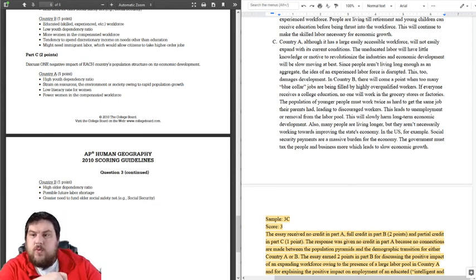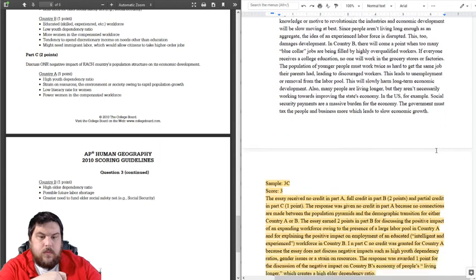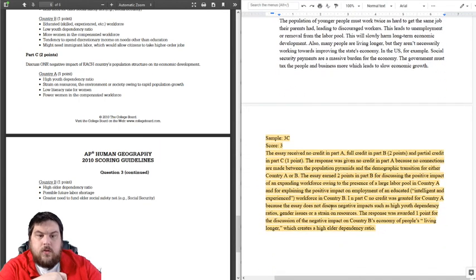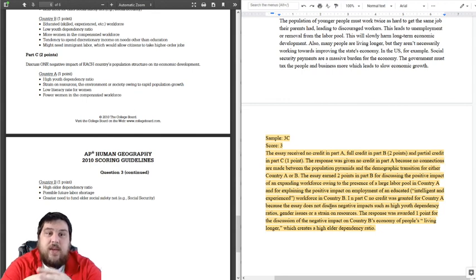So, this is what they were looking for as a negative. Higher elderly dependency ratio, possible future labor shortage, and a greater need for Social Security. So, they were granted no credit because they didn't discuss the negative impacts they were looking for. So this is why you want to make sure that you're elaborating on several things, but make sure they're not contradictory, to give yourself the best chance of finding what they are looking for when they're grading.